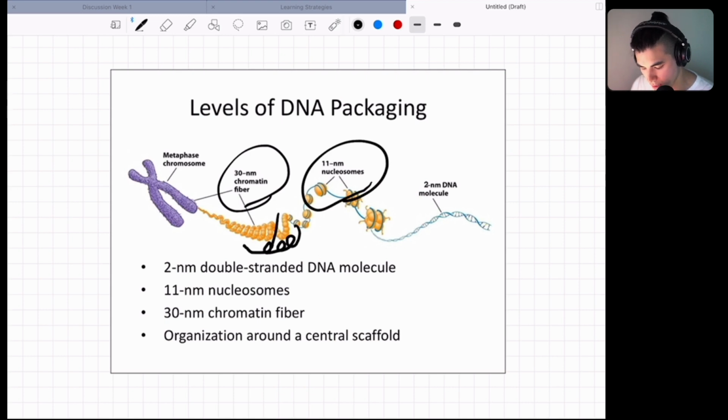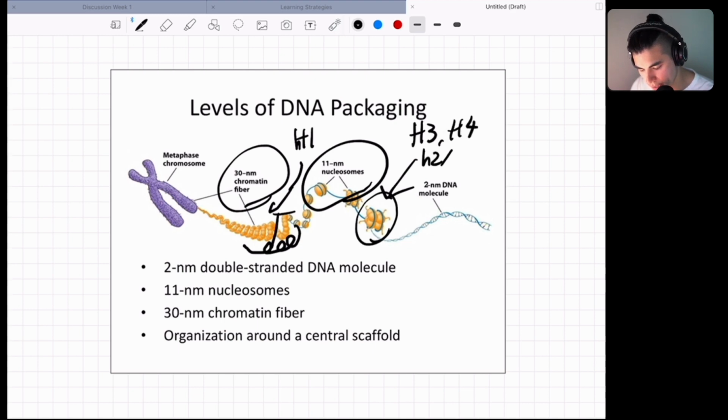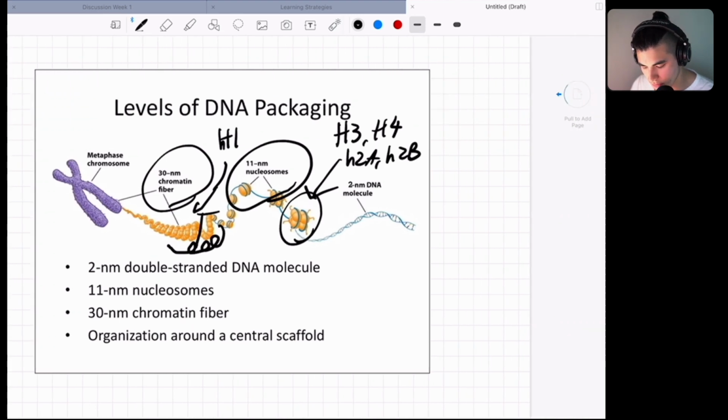a fiber. Just as a reminder, what's in these nucleosomes? Histone proteins. Within this chromatin fiber is H1 histone proteins stabilizing that fiber. But inside here is H3, H4, H2A, and H2B. So that's just a quick review of chromatin.